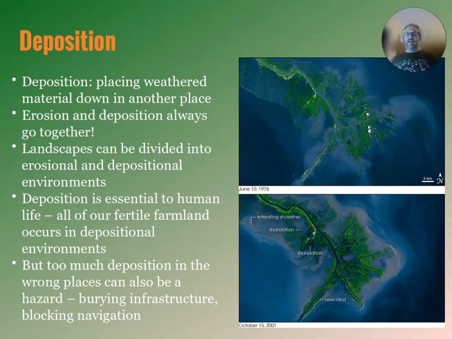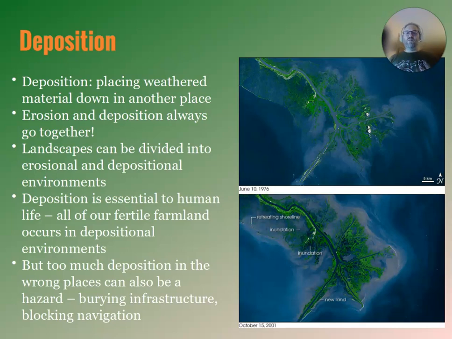And so this deposition is essential to human life. All of our fertile farmland occurs in depositional environments because we need to deposit new soil to maintain the soil that we're growing our crops in. So we need deposition to be happening, which means we also need erosion to be happening because deposition can't happen without erosion. But too much deposition in the wrong places can be a hazard.